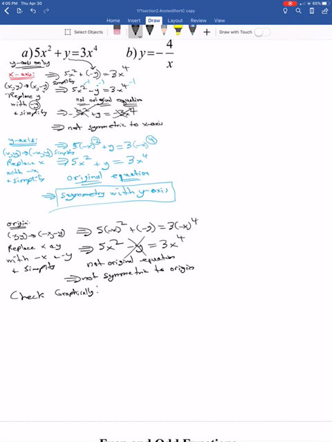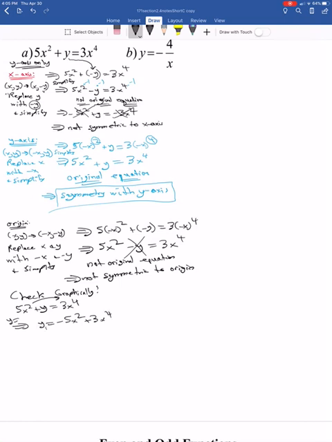Now, if you want to check it graphically, right, all we have to do is go to our calculator. Let's put it in graphing mode. So let's take this equation: 5x squared plus y equal to 3x to the 4th power. So I would solve for y, right? We need y equal form. So we would subtract the 5x squared over. So y would equal negative 5x squared plus 3x to the 4th. So we could graph it now.